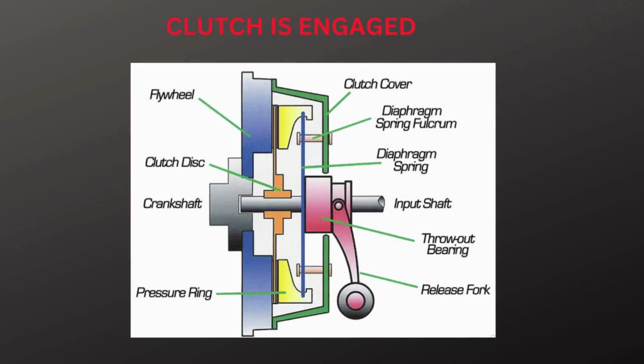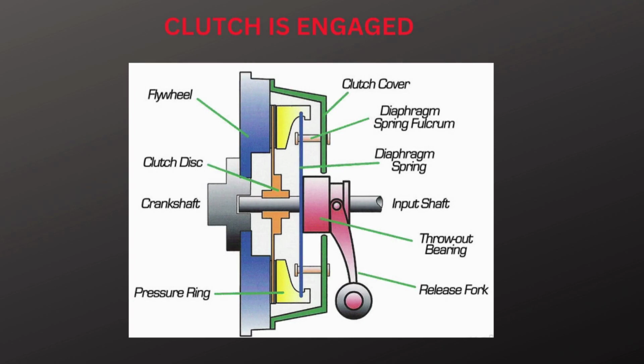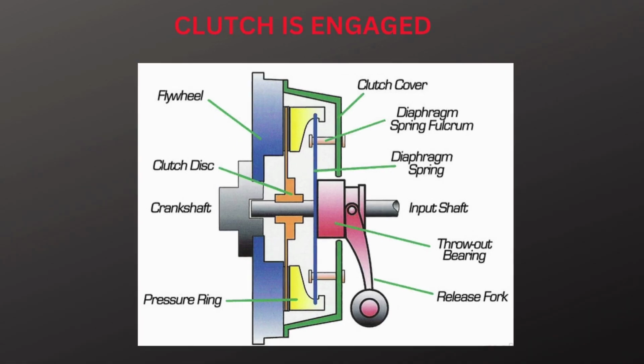During clutch engagement, the clutch pedal is released. The pressure plate bolted to the flywheel exerts force on the clutch disc by means of a diaphragm spring, pressing it against the flywheel. This frictional engagement transfers power from the engine to the transmission, allowing the vehicle to move.